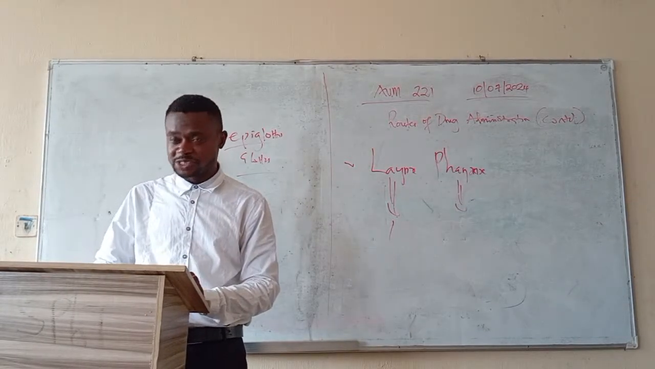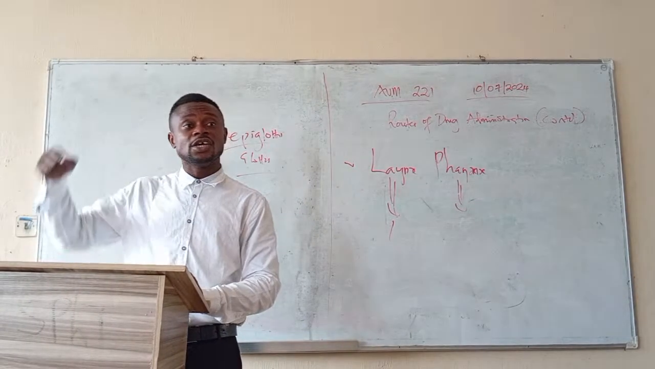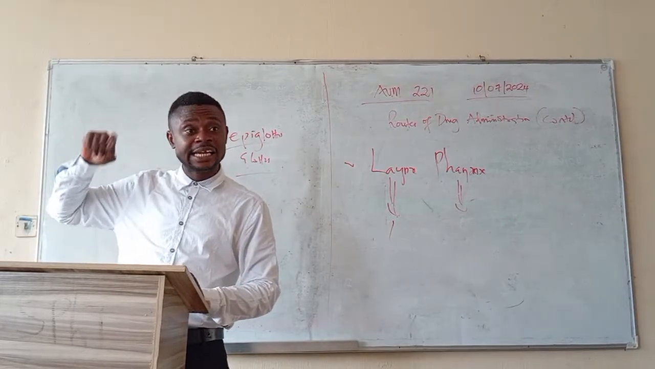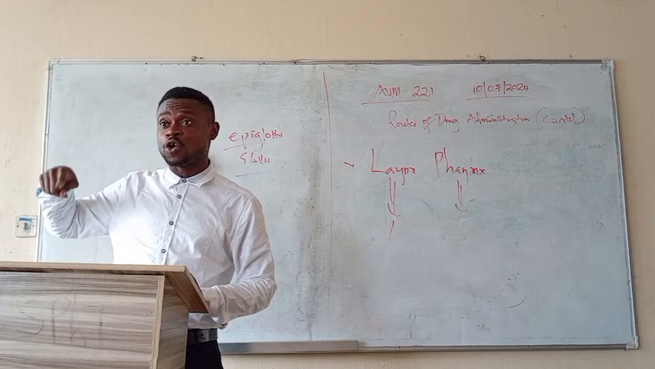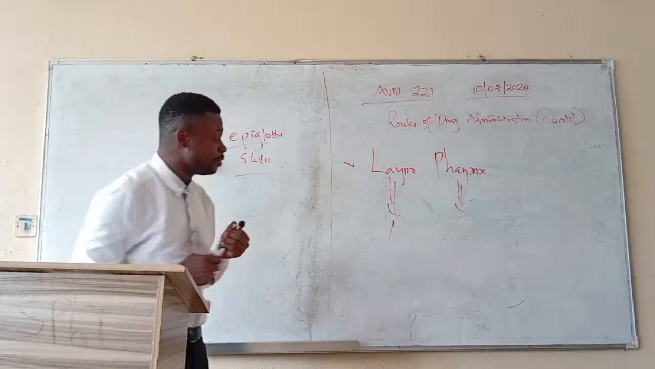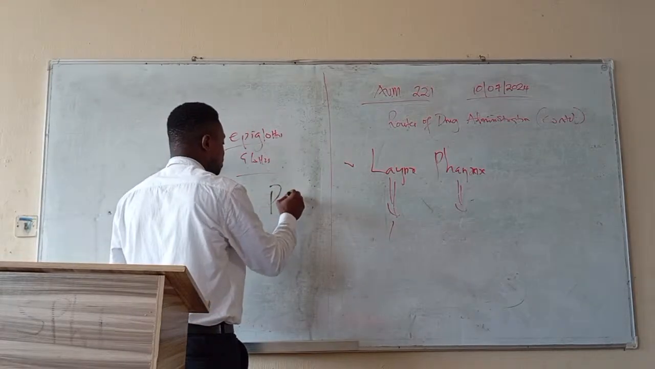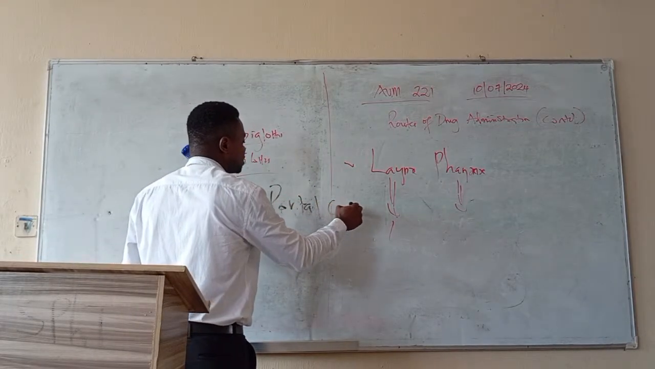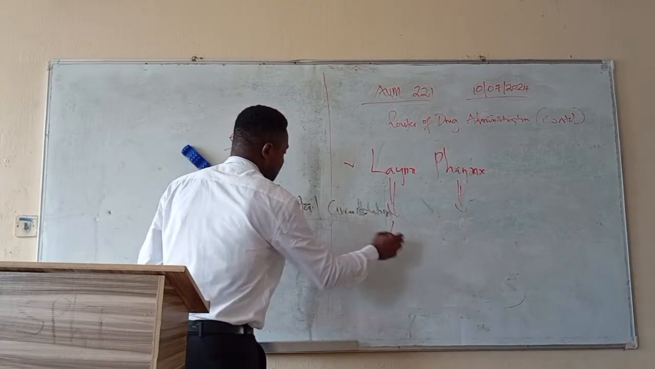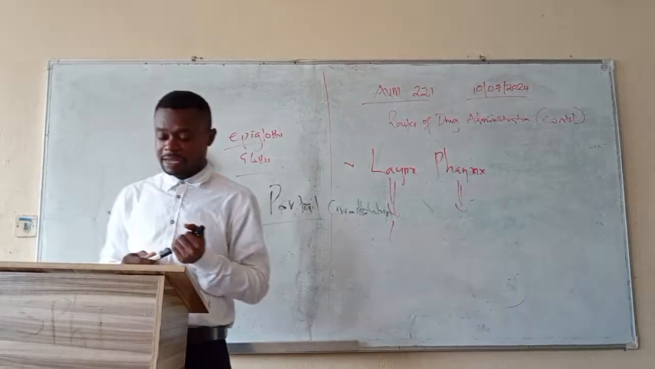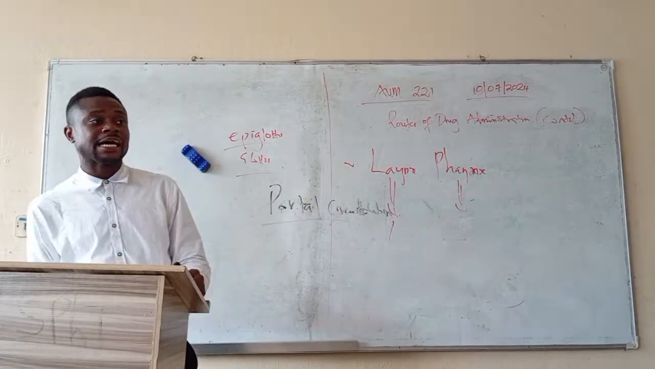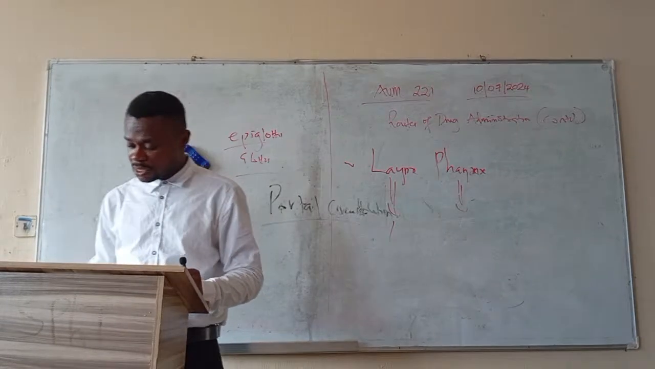So in oral administration, the drug does not go directly to the systemic circulation. It enters portal circulation first, the liver, before systemic circulation. In the portal circulation, some drugs undergo what? Which metabolism is that? First pass metabolism, or first pass effect.